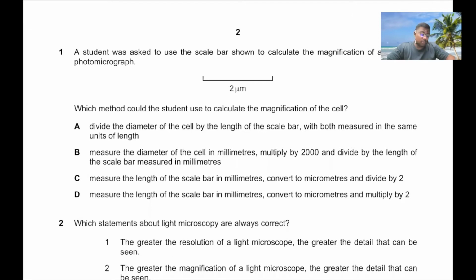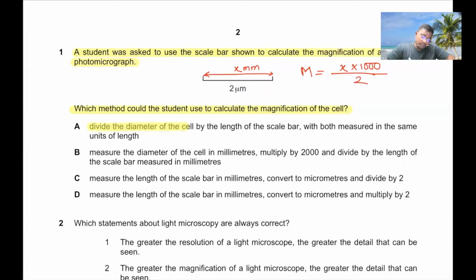Question number 1. A student was asked to use the scale bar shown to calculate the magnification of a cell on a photomicrograph. Okay, so let's just assume that the distance between these 2 points is x millimeters. If we were to calculate the magnification, magnification is equal to x multiplied by 1000 divided by 2 would be the correct answer.